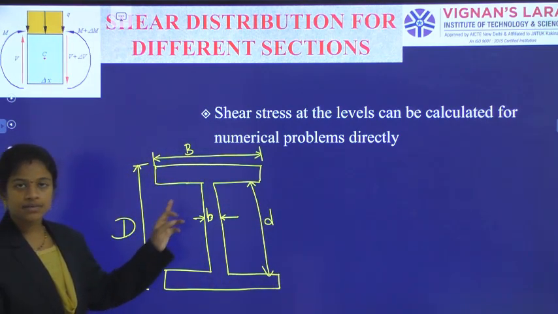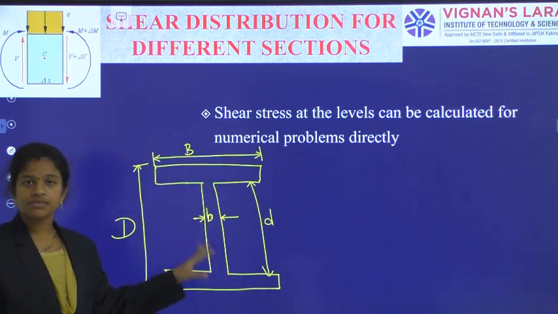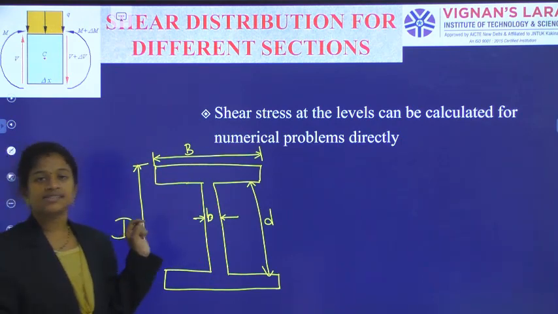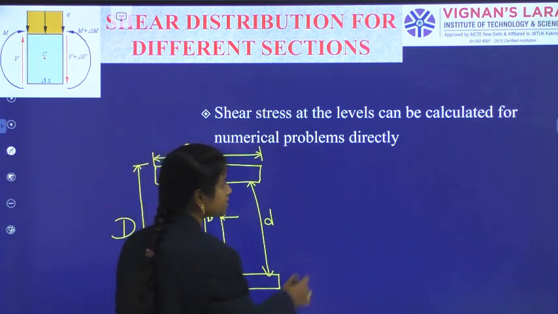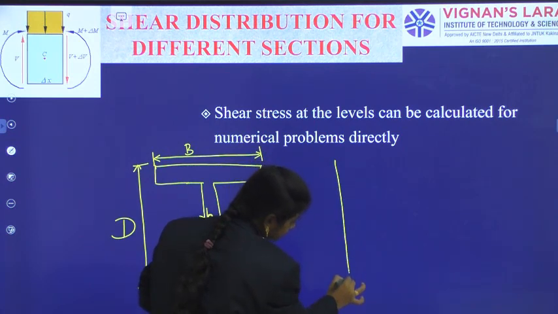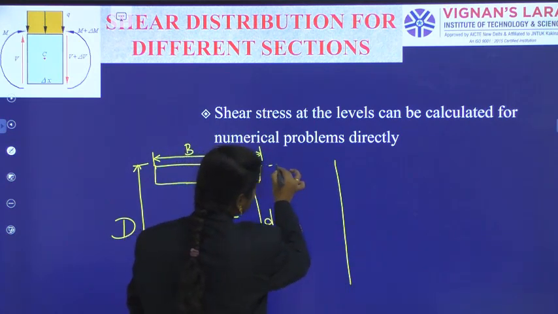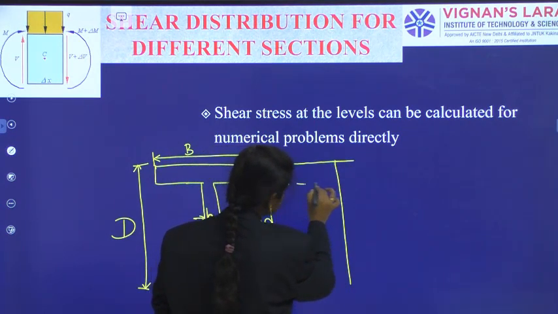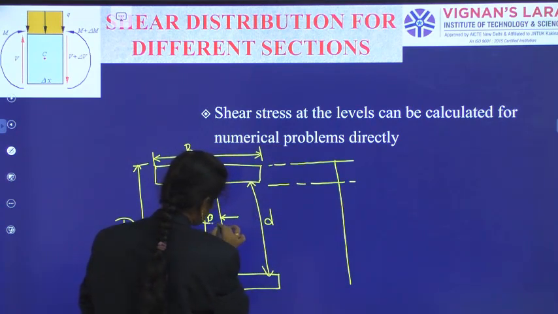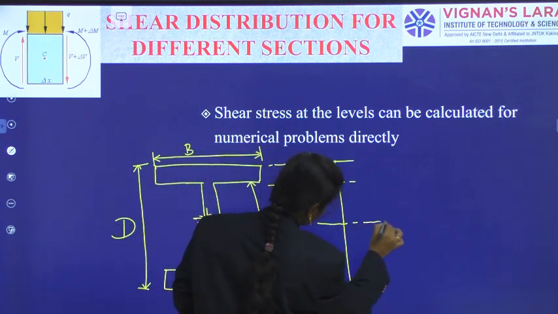If these are the terms they have given, using these terms we should generate the stress distribution diagram for the I section. Again, I will indicate with a vertical line and indicate the corresponding points, and the neutral axis level we should indicate.